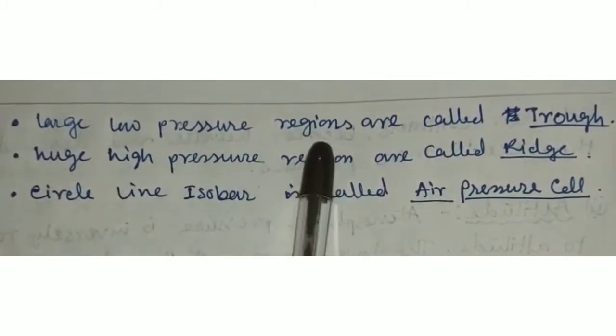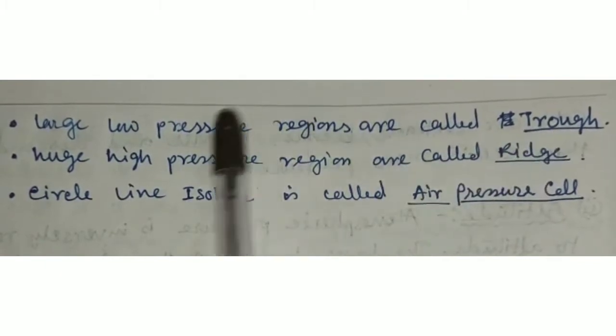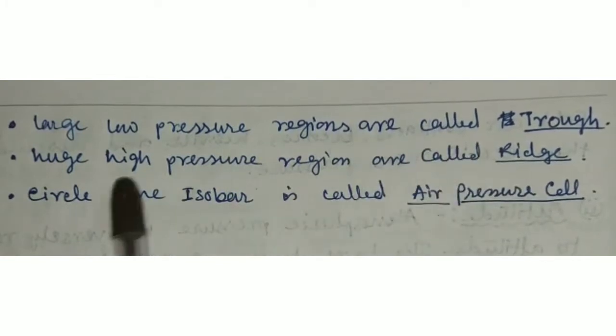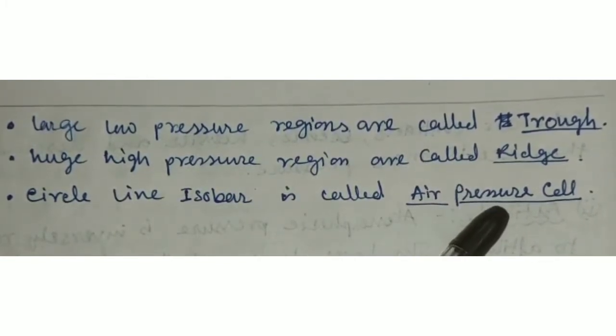Large low pressure regions are called troughs. Huge high pressure regions are called ridges. A circular isobar line is called an air pressure cell.